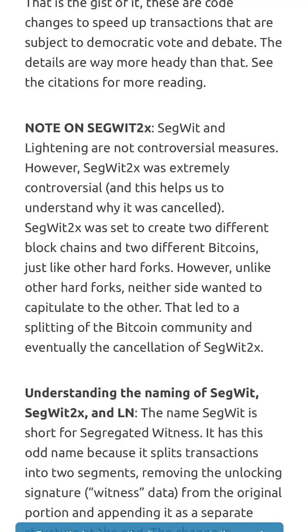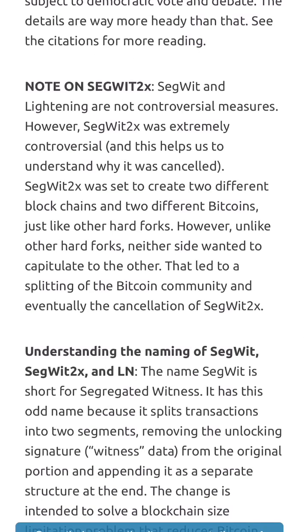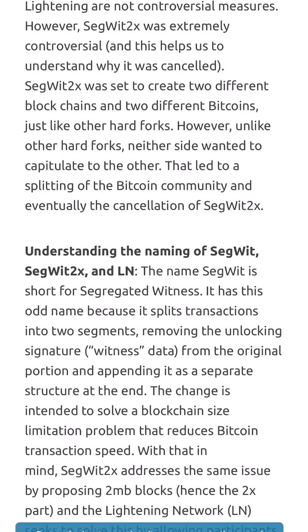Note on SegWit2x, SegWit and Lightning are not controversial measures. However, SegWit2x was extremely controversial, and this helps us to understand why it was canceled. SegWit2x was set to create 2 different blockchains and 2 different Bitcoins, just like other hard forks. However, unlike other hard forks, neither side wanted to capitulate to the other. That led to splitting a Bitcoin community and eventually to cancellation of SegWit2x.